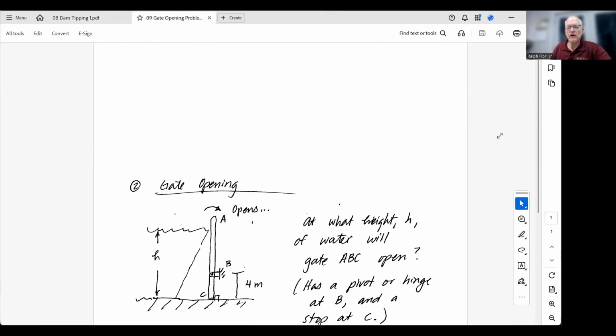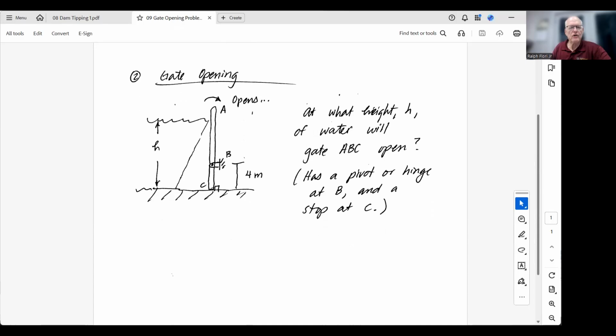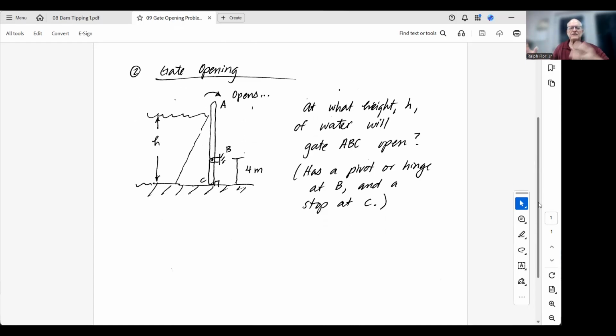The second problem we're going to work along these lines is a gate opening problem. And these occur again sometimes in fluid pressure problems. And so this is a gate ABC that pivots at B and is restrained by a stopper at C. There's a rising fluid level H, and this distance is 4 meters here from C to B. There's a rising water level, and actually when the water gets high enough, this gate will open automatically due to the water depth. And so the question is, at what H does the gate open?